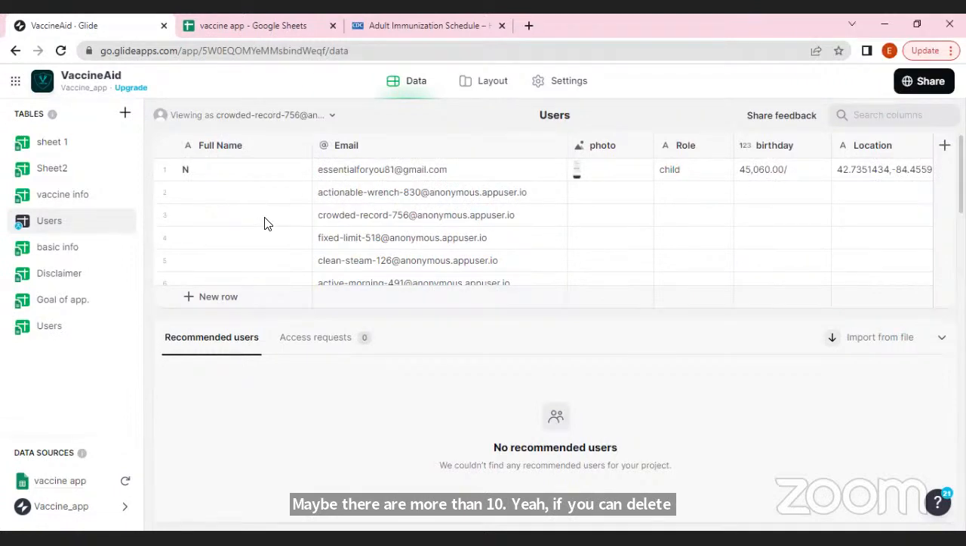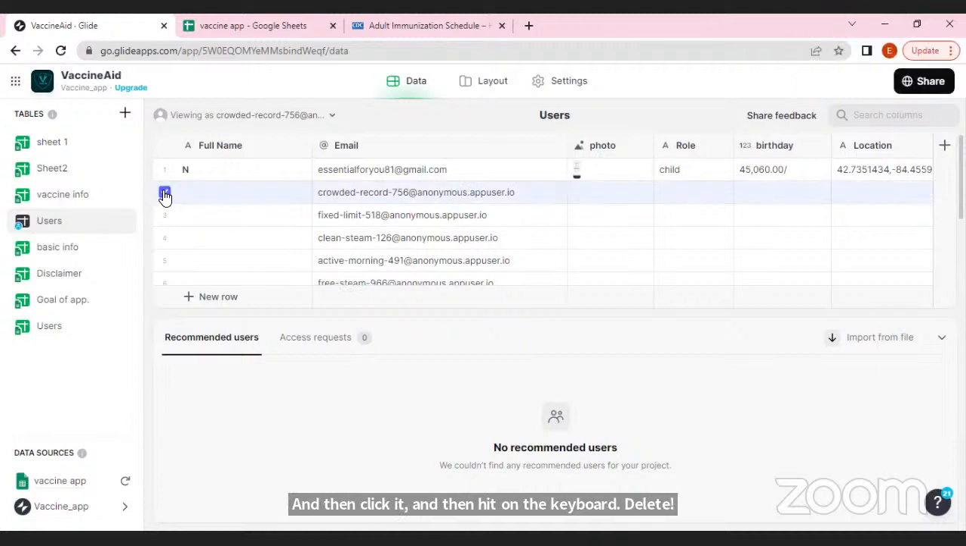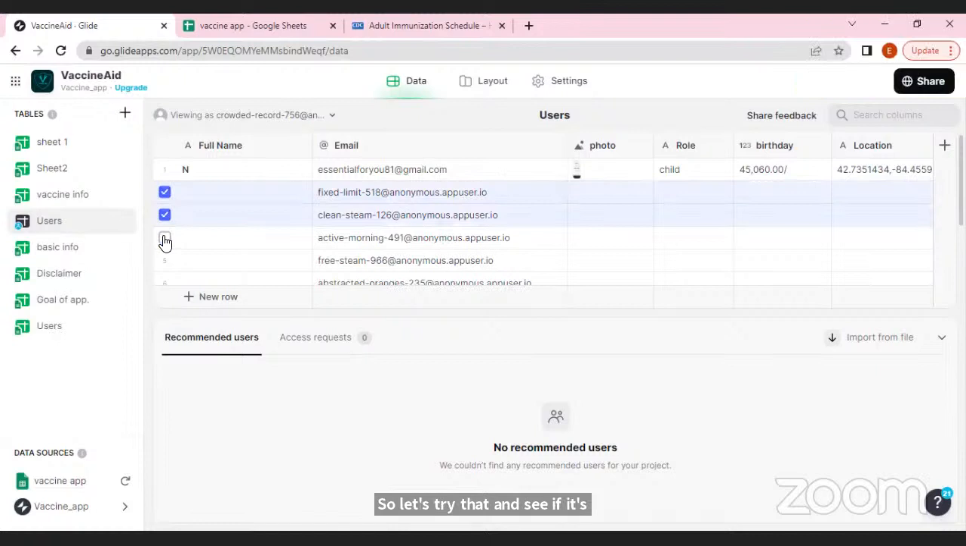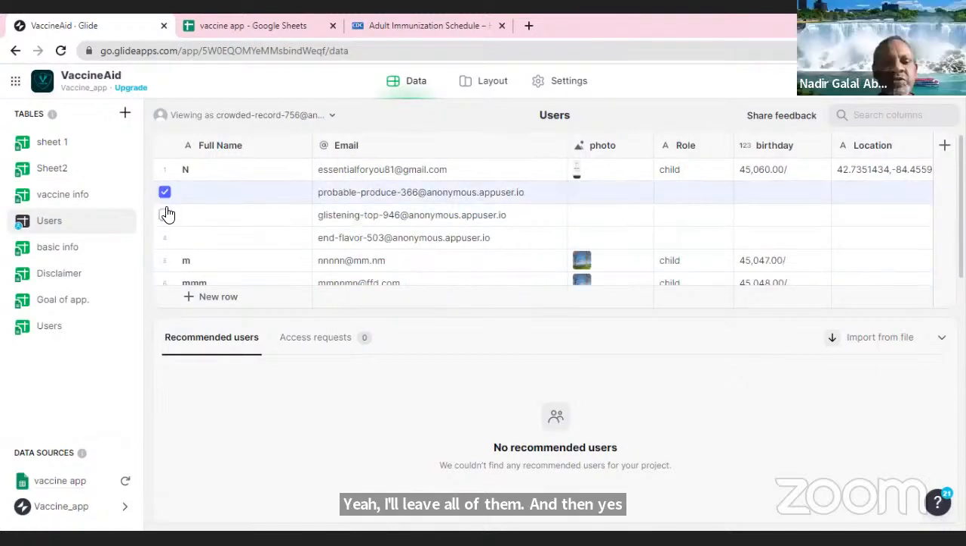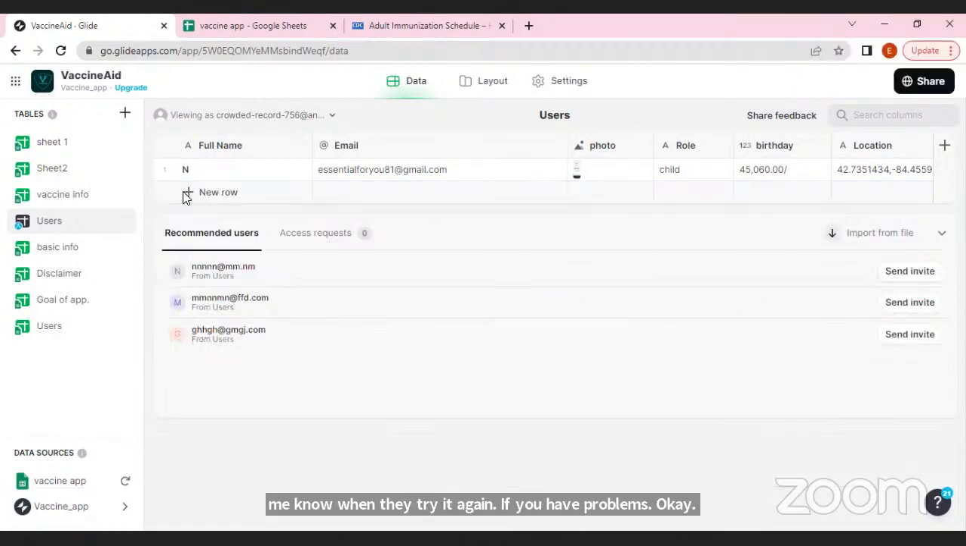For some reason, I was never able to delete anything from the sheet that's in Glide. No, hover on the left, here, and then click it, and then hit delete on the keyboard. Okay, that's nice, thank you. So let's try that. I'll delete all of them. Let me know when they try it again if you have problems, okay? Yes, thank you, Dr. Nader, very much.